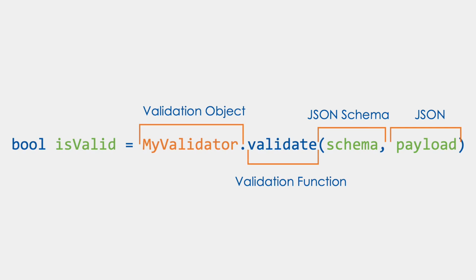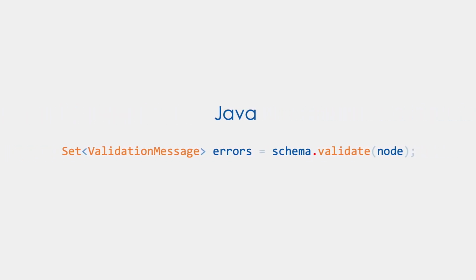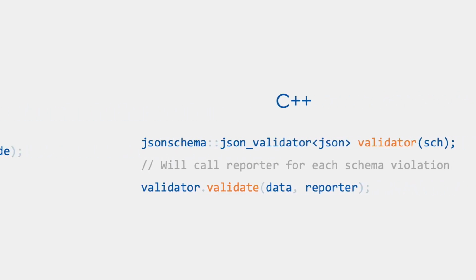This is an example how it could look like in JavaScript. It can look different in other programming languages. For instance, Python, Java, and C++.